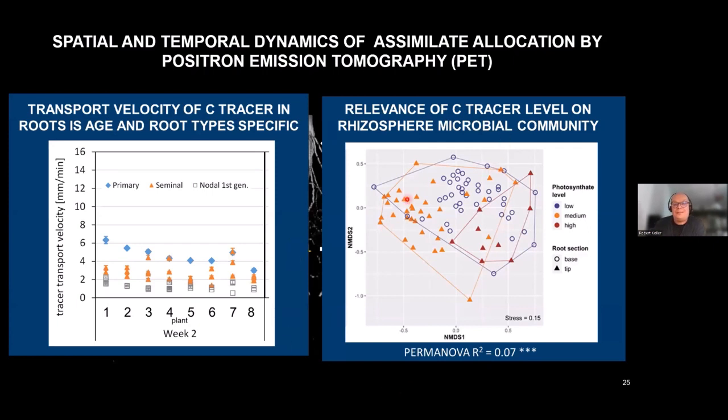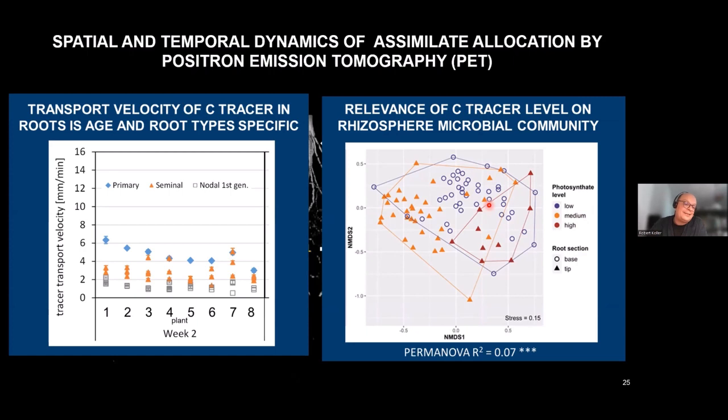So the relevance, for example, here is an example for the microbial community where she just said, okay, we have the photosynthate level for low, medium, and high, and how this structures the microbial community. It's just an impression, and in the near future, a lot more of this kind of information is coming up from Sina.